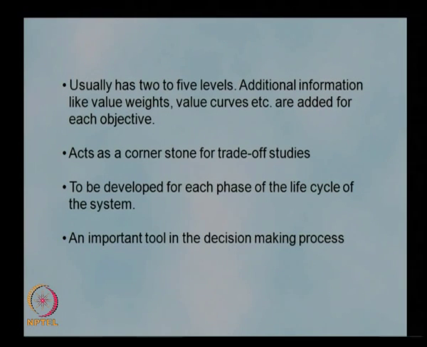This is to be developed for each phase of the life cycle of the system. That is important: for each phase of the life cycle we develop this kind of objectives hierarchy. This is an important tool in the decision making process, because at a later stage if you want to make some decisions about trade-off or any other decisions under uncertainty, then this will become an important tool for the designer.